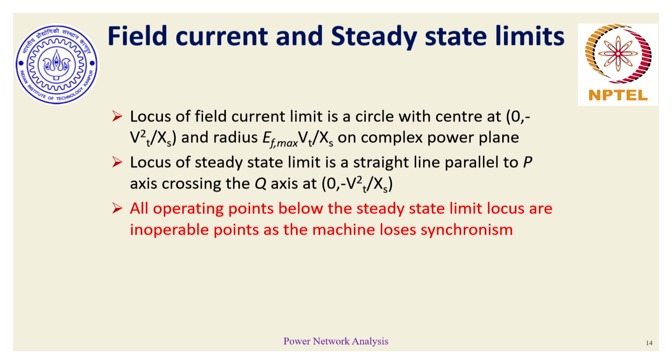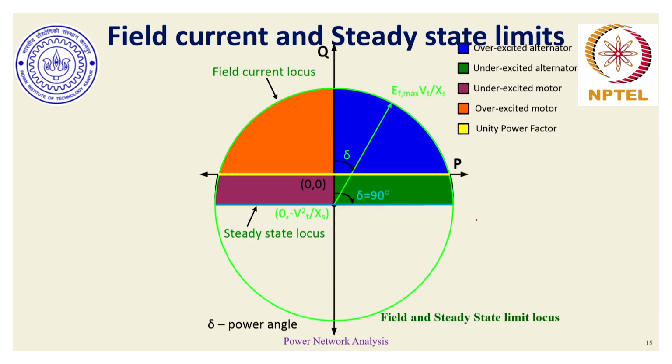So now if we superimpose or combine all of this, locus of field current limit is a circle with center at 0, minus Vt square by Xs and radius as Ef max Vt by Xs. Steady state limit is a line parallel to P-axis with equation defined as Q is equal to minus Vt square by Xs, and it is also limited on both ends by the field current limit locus. All operating points below the steady state limit locus are inoperable as the machine might lose synchronism.